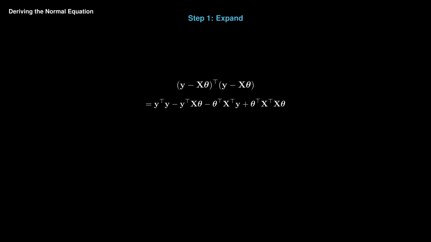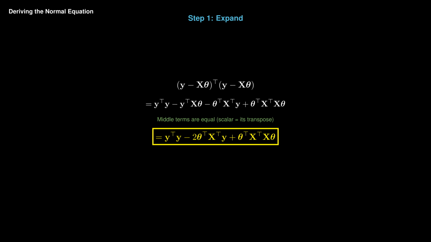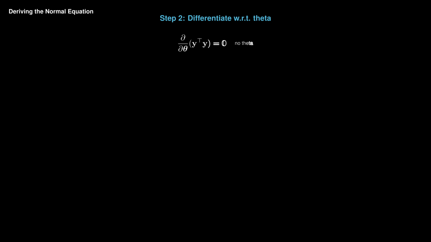Start with (y minus x theta) transpose times (y minus x theta). Multiply it out, and we get y transpose y minus y transpose x theta minus theta transpose x transpose y plus theta transpose x transpose x theta. Now y transpose x theta is a scalar. A scalar equals its own transpose. So y transpose x theta equals theta transpose x transpose y. That means the two middle terms are the same. We can combine them. The result is y transpose y minus 2 theta transpose x transpose y plus theta transpose x transpose x theta.